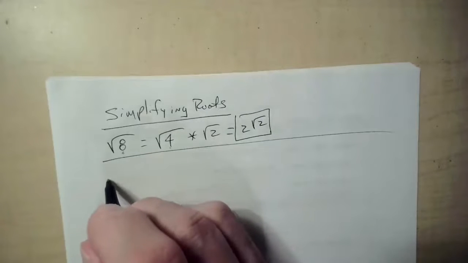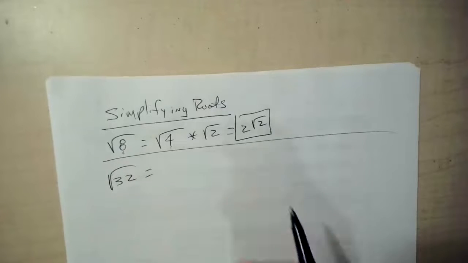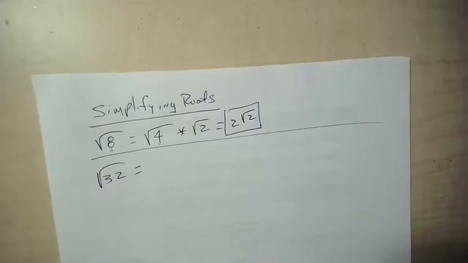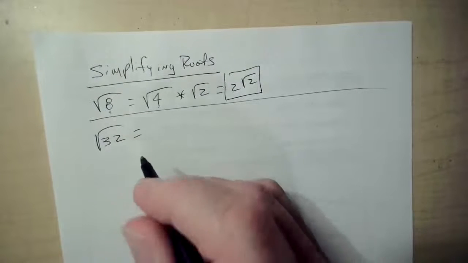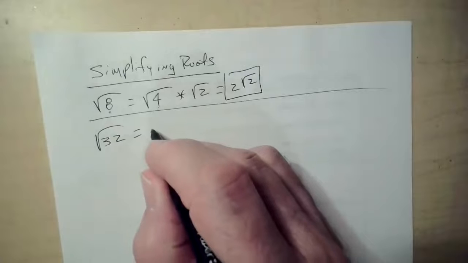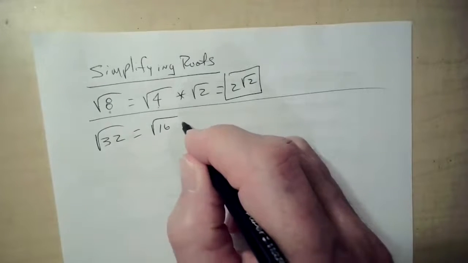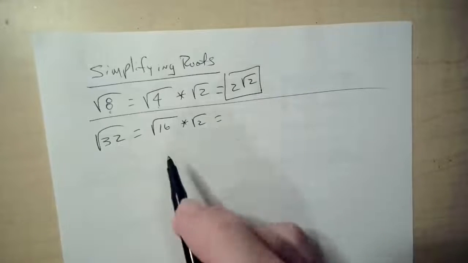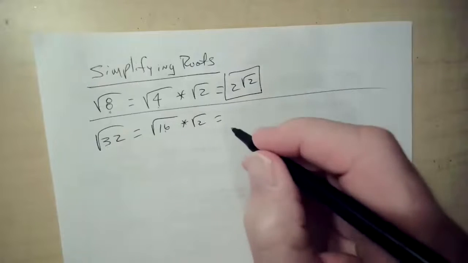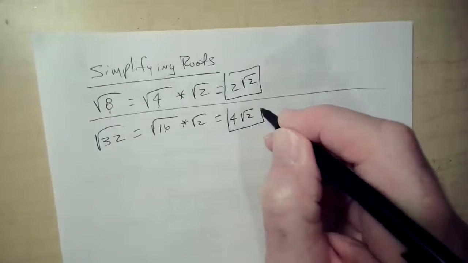And the square root of 32. What are the factors of 32 where one of them is a perfect square? 16 times 2. The square root of 16 times the square root of 2. Square root of 16 is plus or minus 4. Square root of 2.